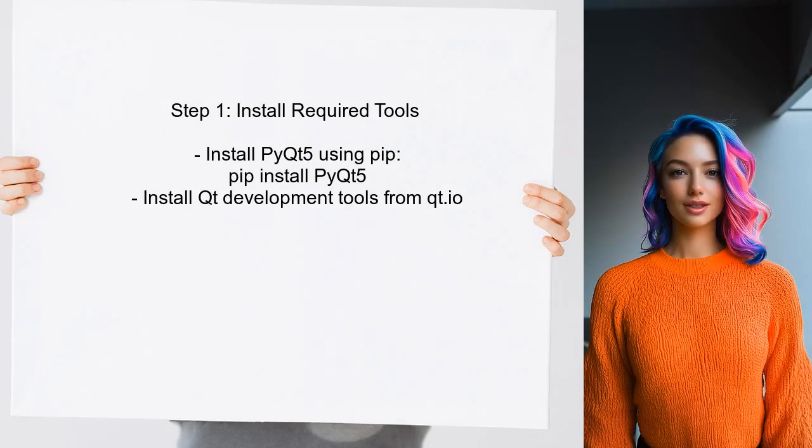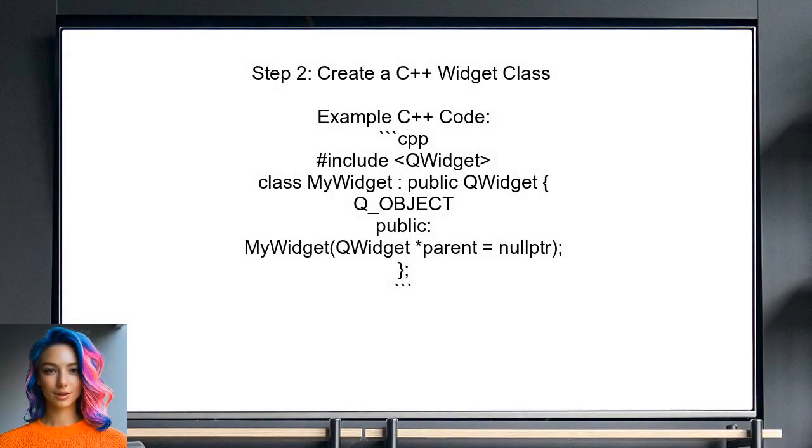To begin embedding a C++ widget into a PyQt application, the user first needs to ensure they have the necessary development tools installed. This includes both PyQt and the Qt development environment. Next, the user should create a C++ class that inherits from a Qt widget. This class will define the functionality and appearance of the widget they want to embed.